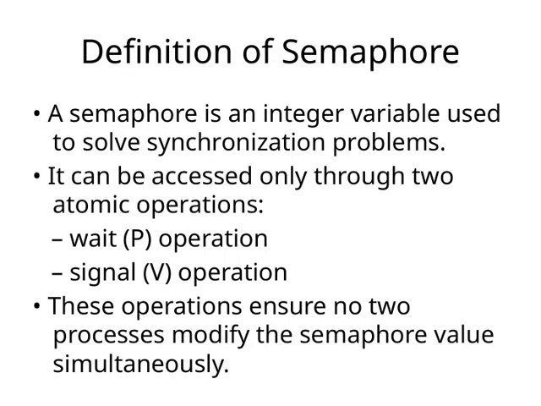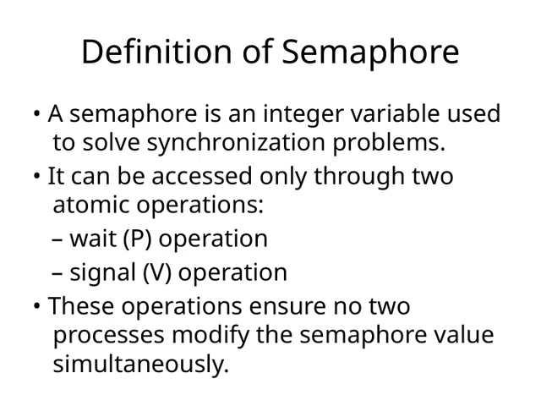A semaphore is essentially an integer variable that we use to manage synchronization between processes. It acts as a signaling mechanism to control access to shared resources. The key thing to remember is that a semaphore is only accessible through two specific atomic operations: wait, also known as the P operation, and signal, which is sometimes called the V operation.